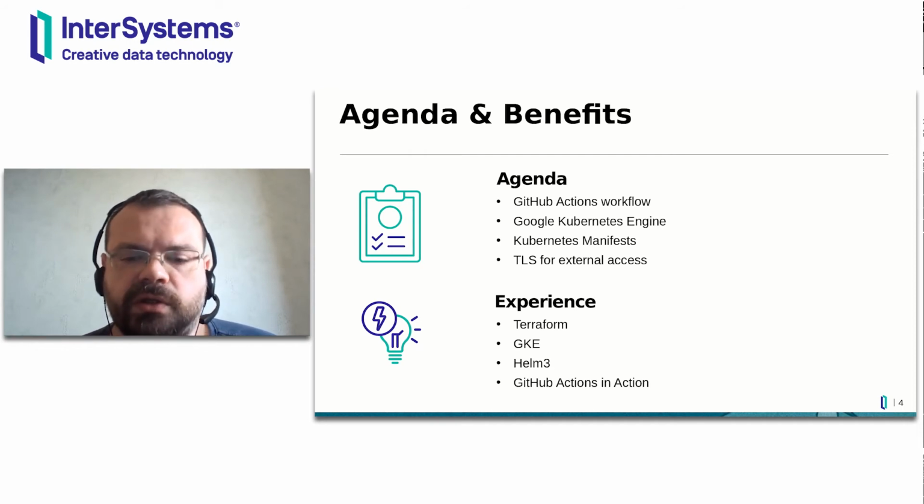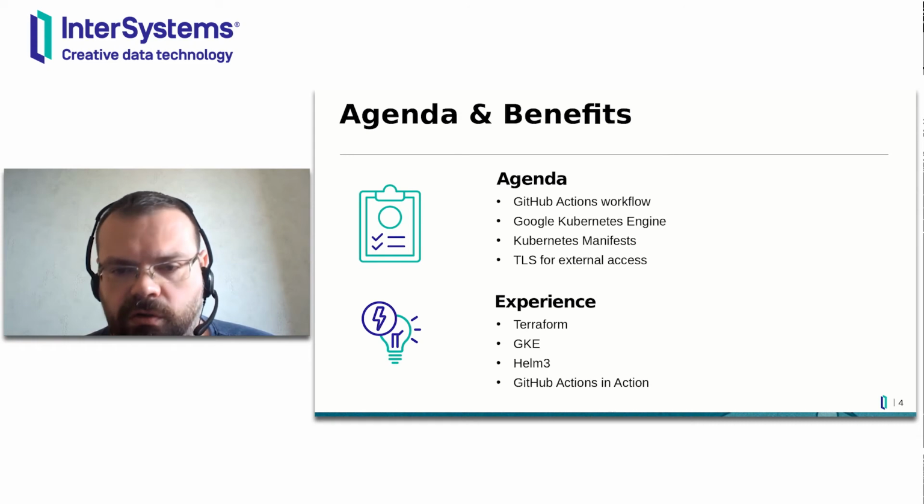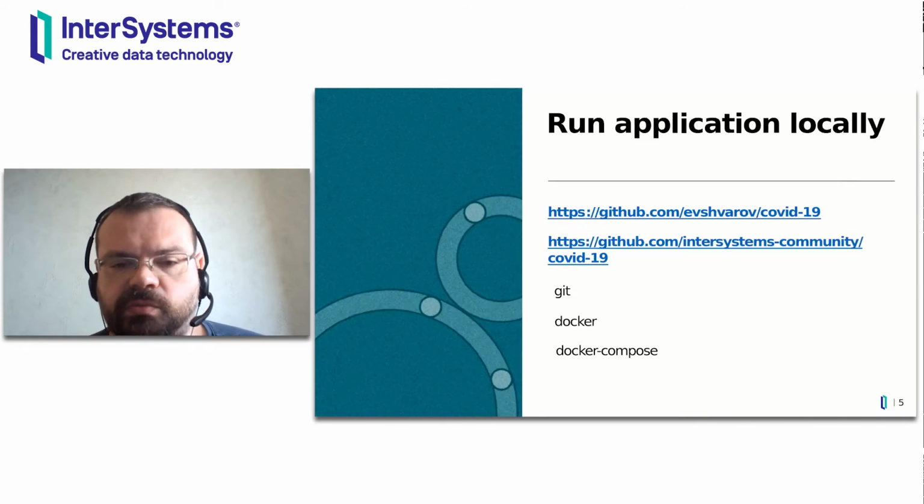Then we will provide an external access to an application secured with TLS. All described steps will be defined in a special YAML file called GitHub Actions workflow file. During this session we will touch provisioning tool Terraform. We will look at how to install a package into Kubernetes using package management tool Helm version 3, and we will look at what GitHub Actions gives us in terms of automated deployment.